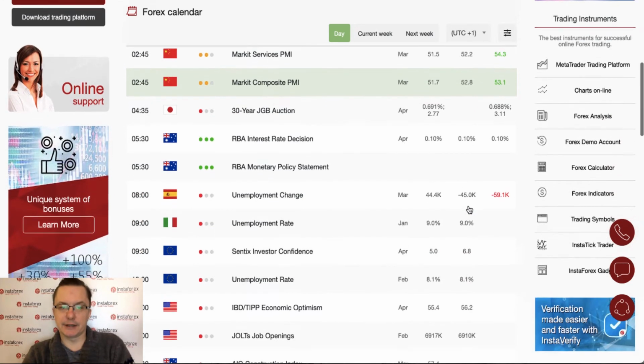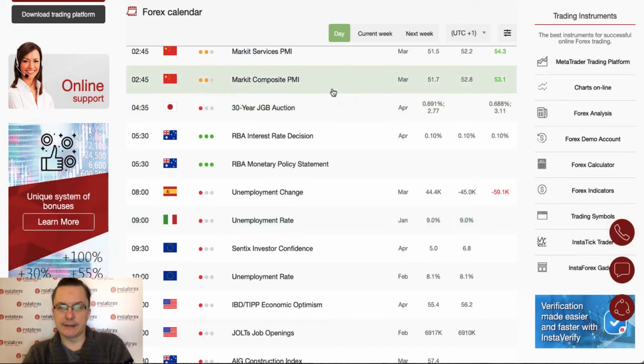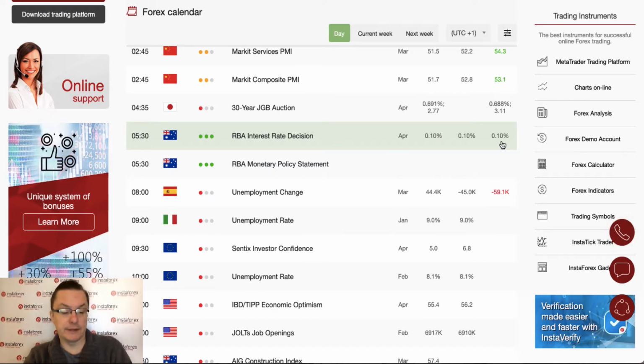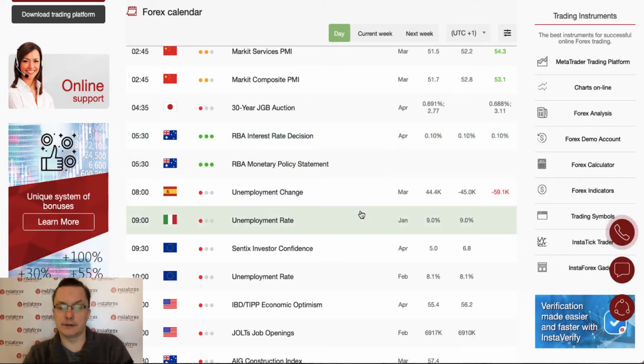So nice data from China, and kind of important data from the Reserve Bank of Australia. Interest rate decision has been kept unchanged at the level of 0.10%. So we will take a look definitely at the Australian and New Zealand dollar today.